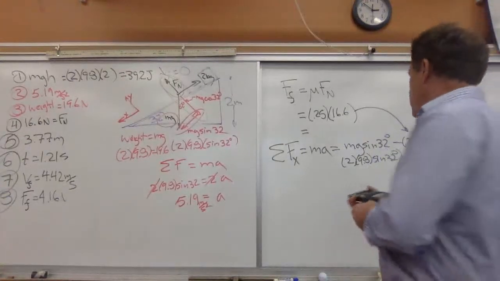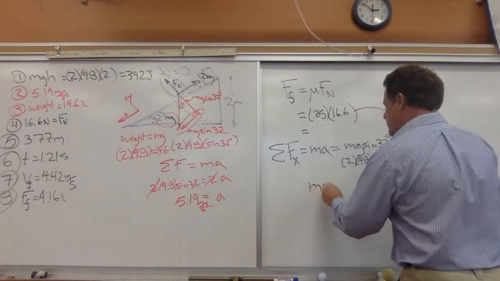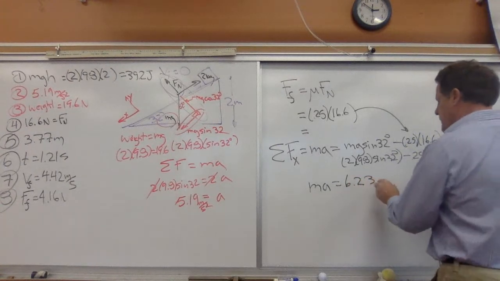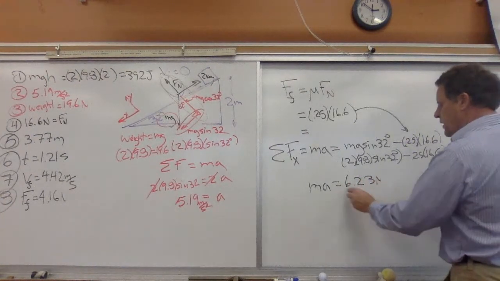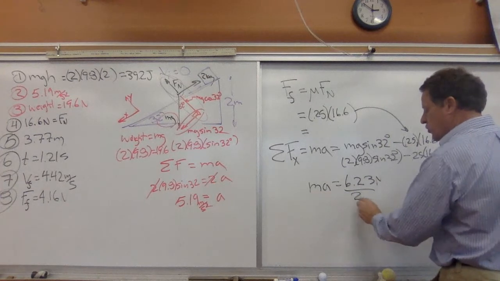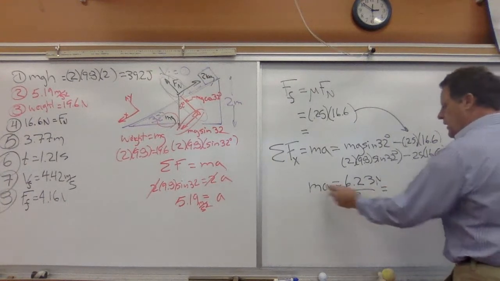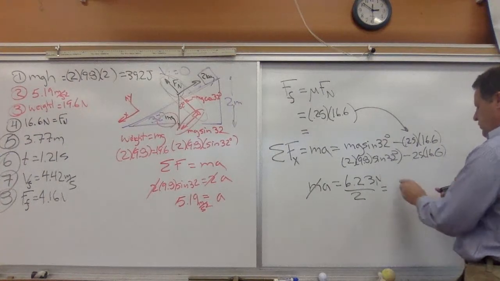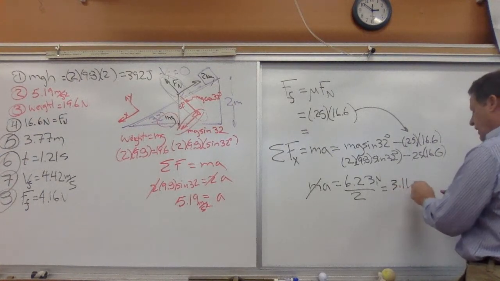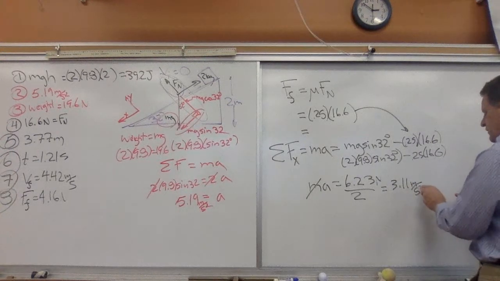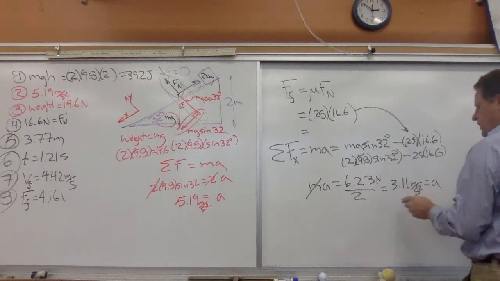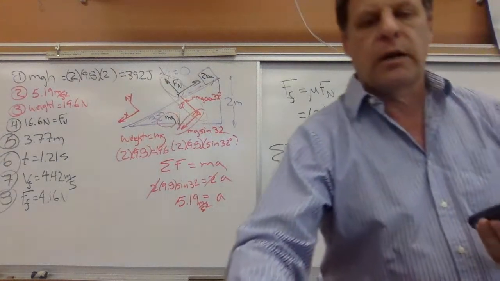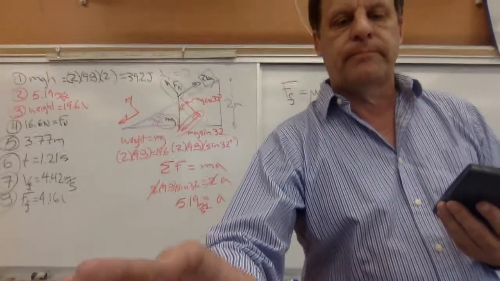So our mass times acceleration was 6.23 actually, and that would be newtons. But now we want to divide by 2 kilograms, and that will give us our acceleration. 6.23 divided by 2 is equal to 3.11 meters per second squared. That is our acceleration.